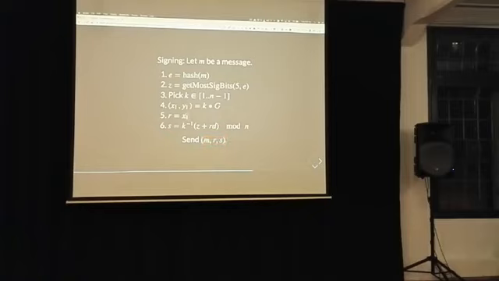Because I'm using x1 over here. But I could have just said that R is, let's call this point P, and I could have said it's like P dot x, the x-coordinate of P. So this is signing. Let's have a look at verifying.